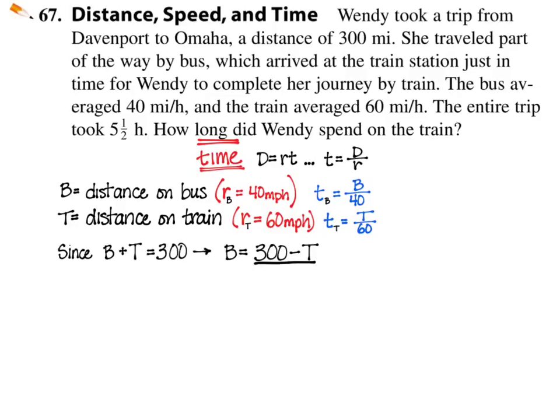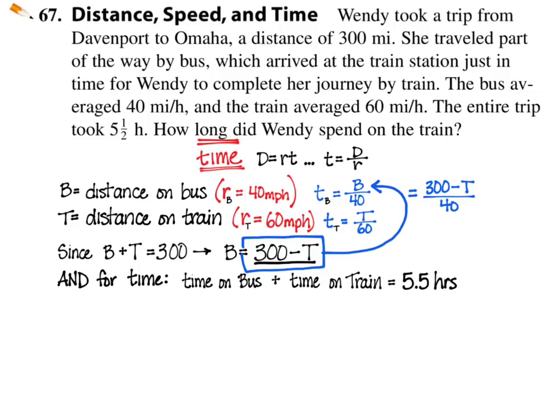So if I look at the other piece of information that was given, which is the distance spent on the bus and the distance spent on the train is going to equal a total of 300, I can rewrite this letter B in terms of T and then replace it in this equation. Now I have both the time on the train in terms of T, and the time on the bus in terms of T as well.